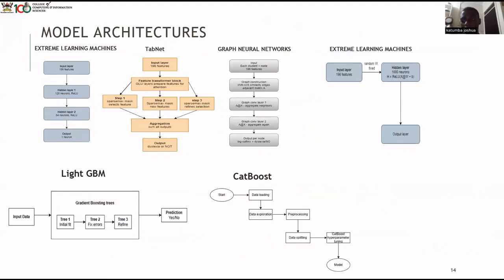Then we came to our models. We used quite a number of models, but to begin with, I'll start with the extreme learning machine, which had an input layer taking on 196 features. That was for feature engineering. Then we had a hidden layer with 128 neurons, and another hidden layer with 64 neurons.